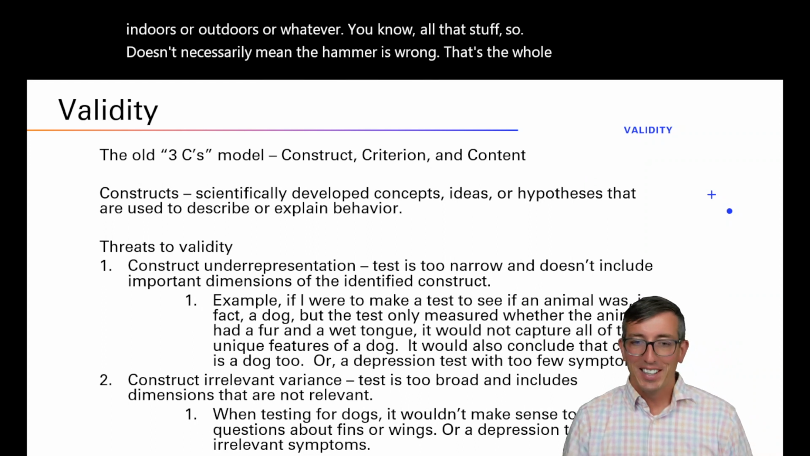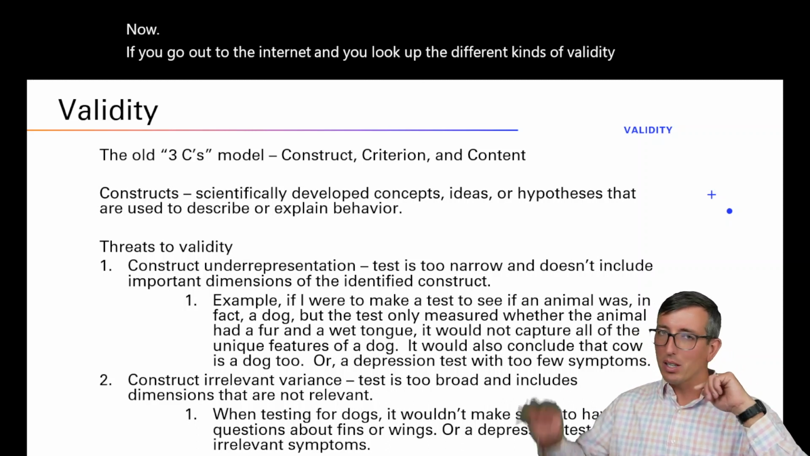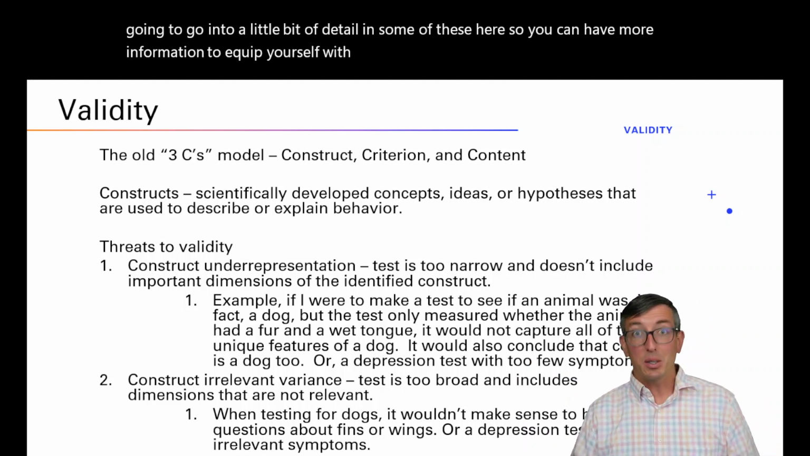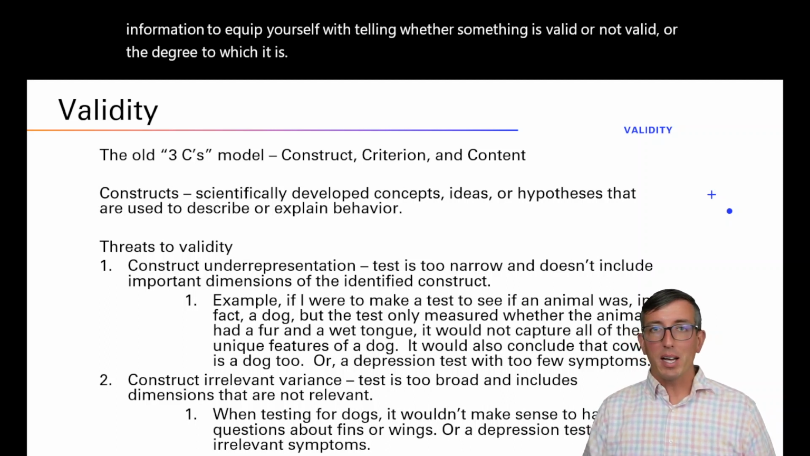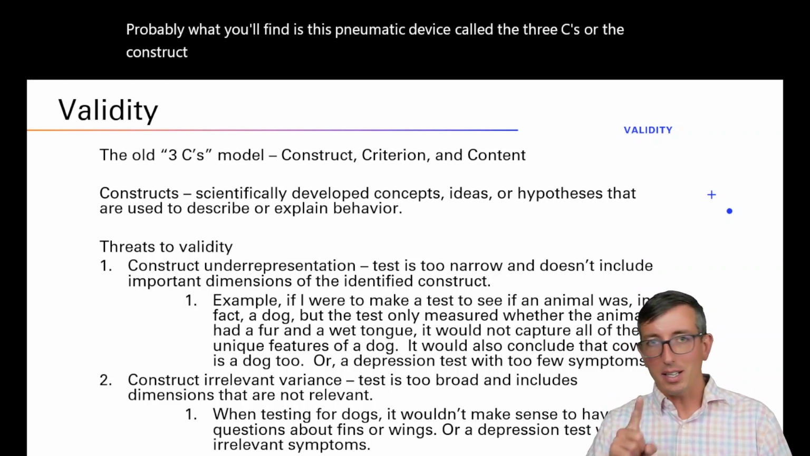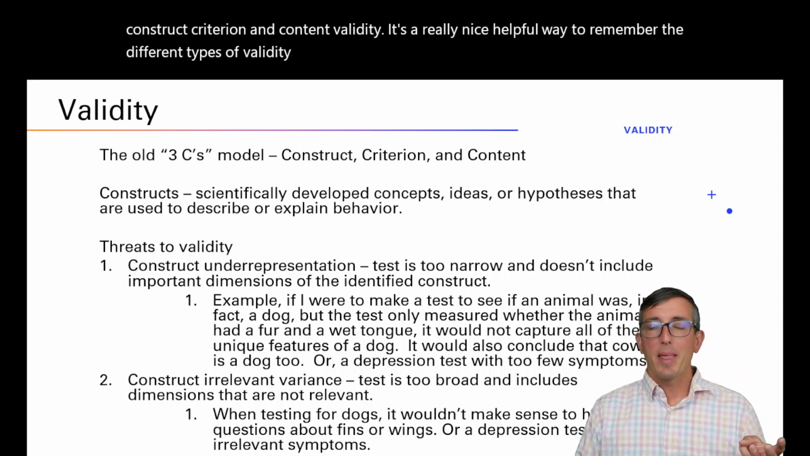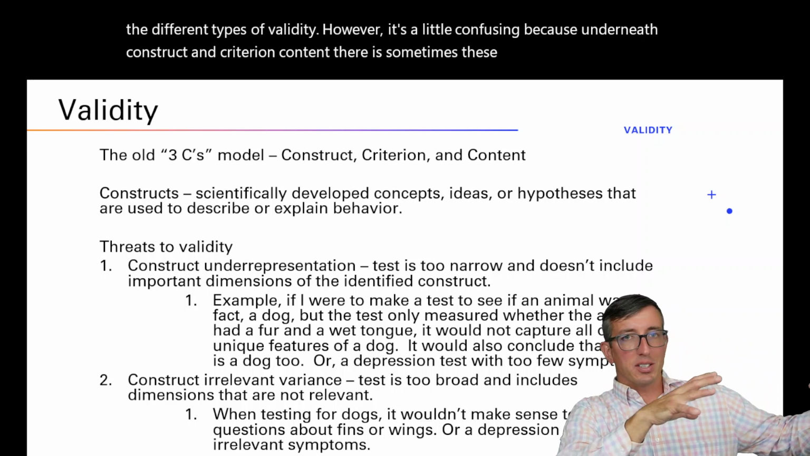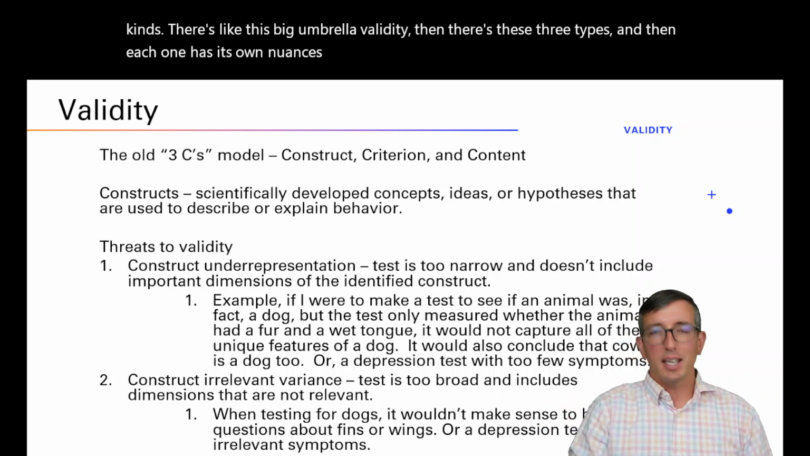That's the whole idea. Now, if you go out to the internet and you look up the different kinds of validity, we're going to go into a little bit of detail in some of these so you can have more information to equip yourself with telling whether something is valid or not valid, or the degree to which it is. Probably what you'll find is this mnemonic device called the 3 C's, or the construct, criterion, and content validity. It's a really nice, helpful way to remember the different types of validity. However, it's a little confusing because underneath construct and criterion and content, there are sometimes these variations of different kinds. There's this big umbrella of validity, then there are these 3 types, and then each one has its own nuances. It gets a little messy.